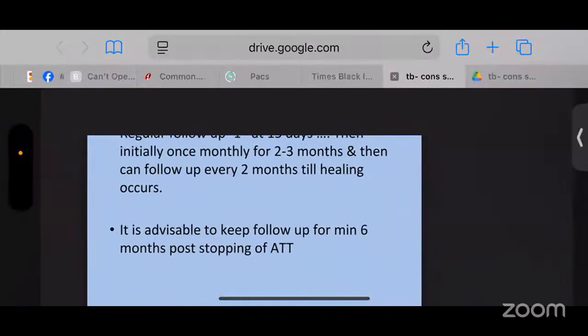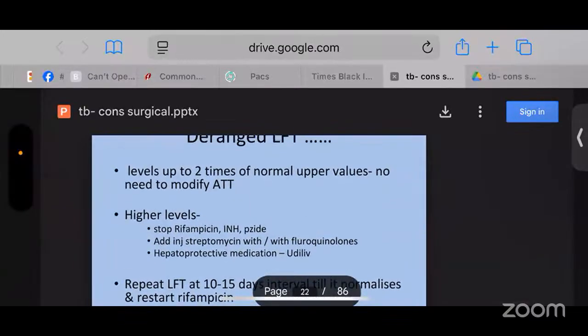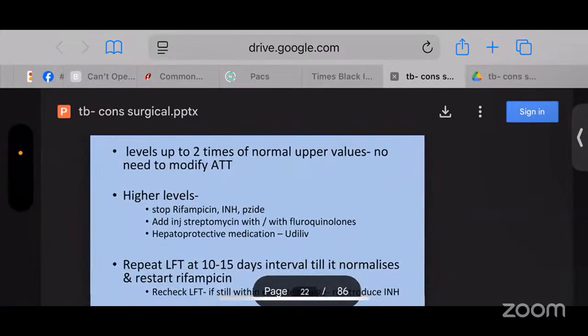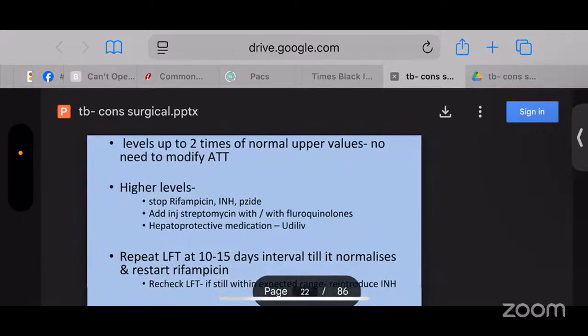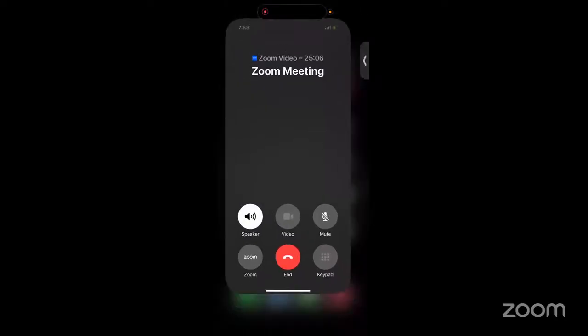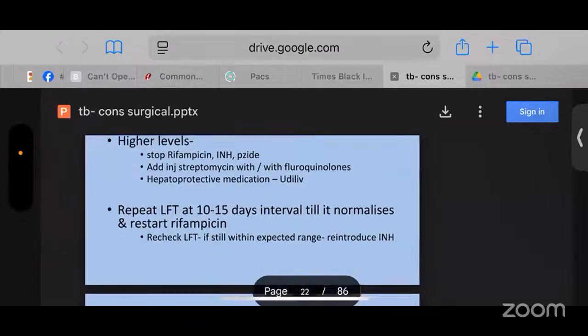like injection streptomycin and levofloxacin. After you modify the drugs, repeat the LFT at 10 to 15 days interval till it normalizes. Once it normalizes, then we should again start with rifampicin. Again check LFT. If it's getting better, add isoniazid. If the patient is able to sustain that properly, then add pyrazinamide. So this is how you go on adding anti-tubercular drugs in a patient who is having liver derangement after anti-tubercular drugs.